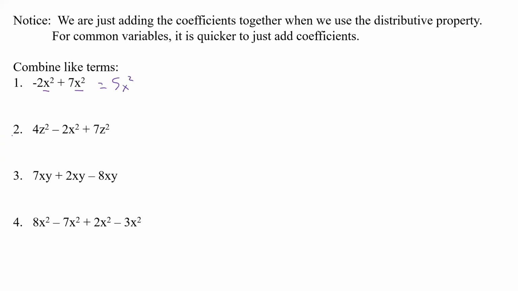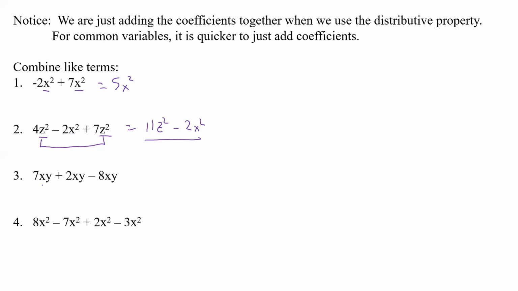Okay, what about here? Well, here we've got a z squared and then an x squared. Those aren't like, and then a z squared. Okay, well, those two are the same. So what we're going to do is we're going to combine those two, and we have a 7 plus 4 is 11 z squared. And then we still have a minus 2x squared. We can't add that in, so it stays as part of the problem.